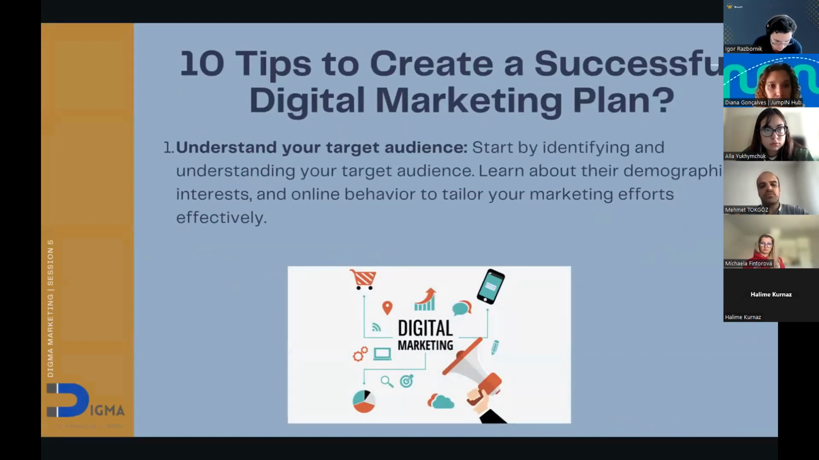And the last thing for my presentation is I will give 10 tips to create a successful digital marketing plan. The first one is understand your target audience. You can sell anything on the internet when you create your digital marketing plan. The first thing you should know is what things they like, their demographics, what ages you are targeting, their interests, their online behaviors, for example, what time they usually use the internet. So you should understand your target audience to start your marketing plan.